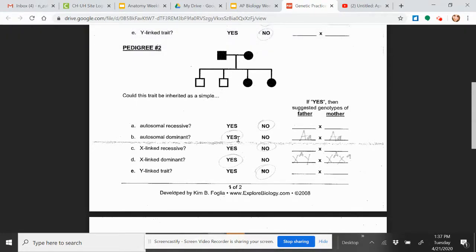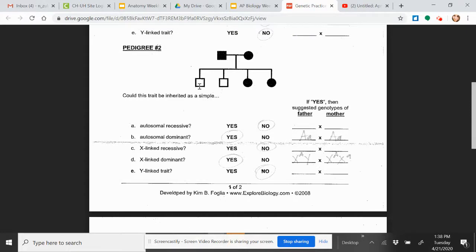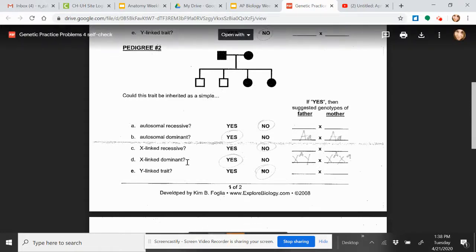So could this be autosomal dominant? We see more females than males, but we don't have enough information. So yes, it could be. And most likely they are heterozygous, because we do see some individuals that would be homozygous recessive that do not possess the dominant trait. Could this be X-linked? Absolutely. We don't know enough, so it could in fact be found on the X chromosome. Could it be Y-linked? No, because not all the males have the trait.